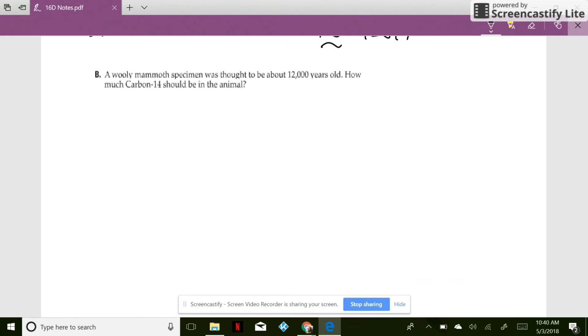A woolly mammoth specimen was thought to be about 12,000 years old. How much carbon-14 should be in the animal? So we're trying to see what's left. So I'm going to call it Y. That's how much we're looking for. So let's say we started with 100%, or 100 grams, whatever, with my coefficient here. And then my time I know, and that's 12,000. So once you plug in those values, you find out that Y is 23.7.